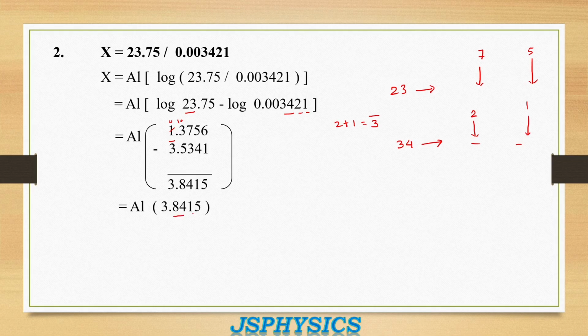Again, to find the anti-log, we look at the anti-logarithmic tables. In the row of 0.84, under the column of 1 and mean difference of 5, we add these two numbers. On adding these two numbers, we get 6942 as the answer. Now where to place the decimal point? We see the characteristic: 3 plus 1 is 4. So after 4 digits, we place the decimal point. Our answer becomes 6942. This is the answer for the division of these two numbers.